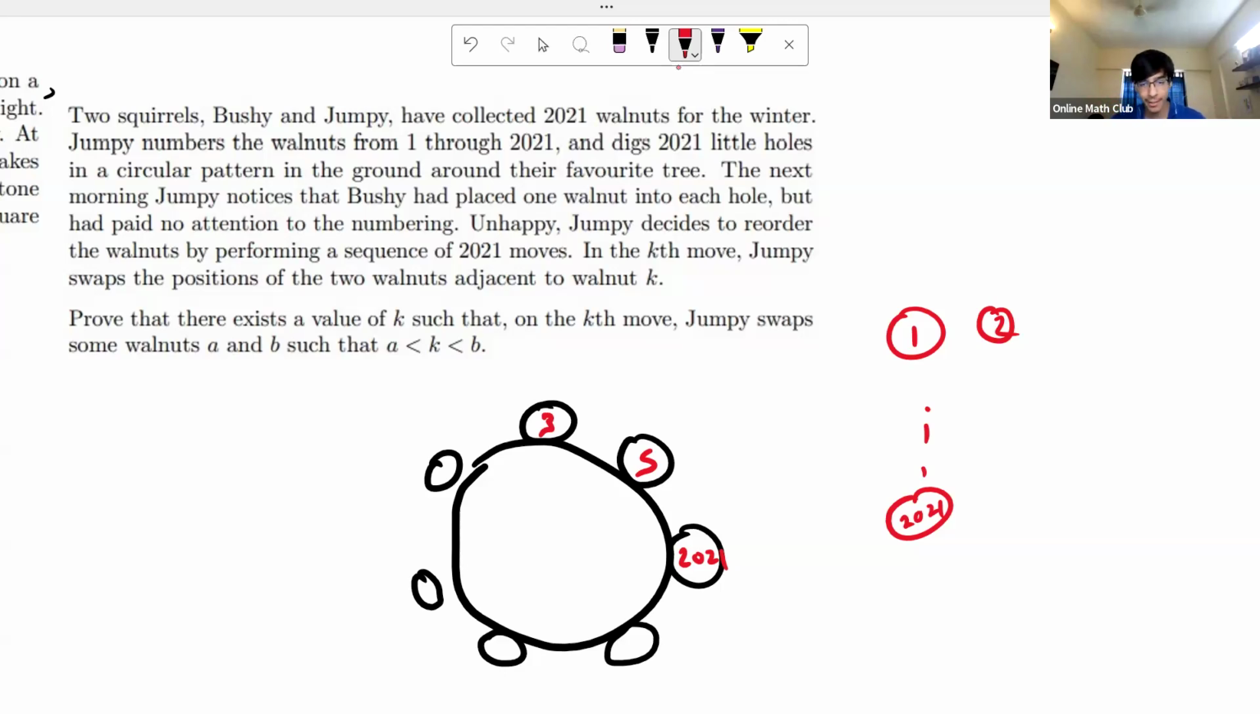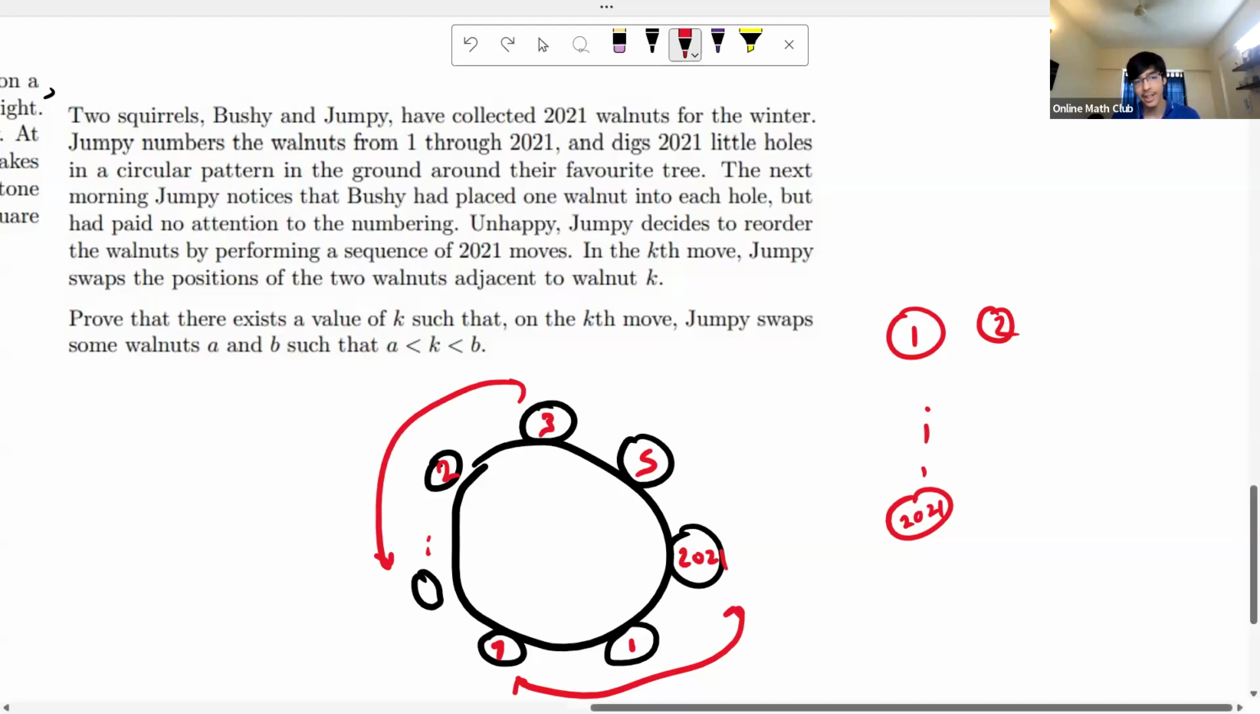So, for example, if walnut 1 is over here, then let's say 2021 and 7 are next to it. So what Jumpy will do is switch 7 and 2021. And it'll keep doing this. So first it does it with walnut 1. Then maybe if walnut 2 is here, then it'll switch this one with this one. Of course, there are a lot of dots here, so whatever.